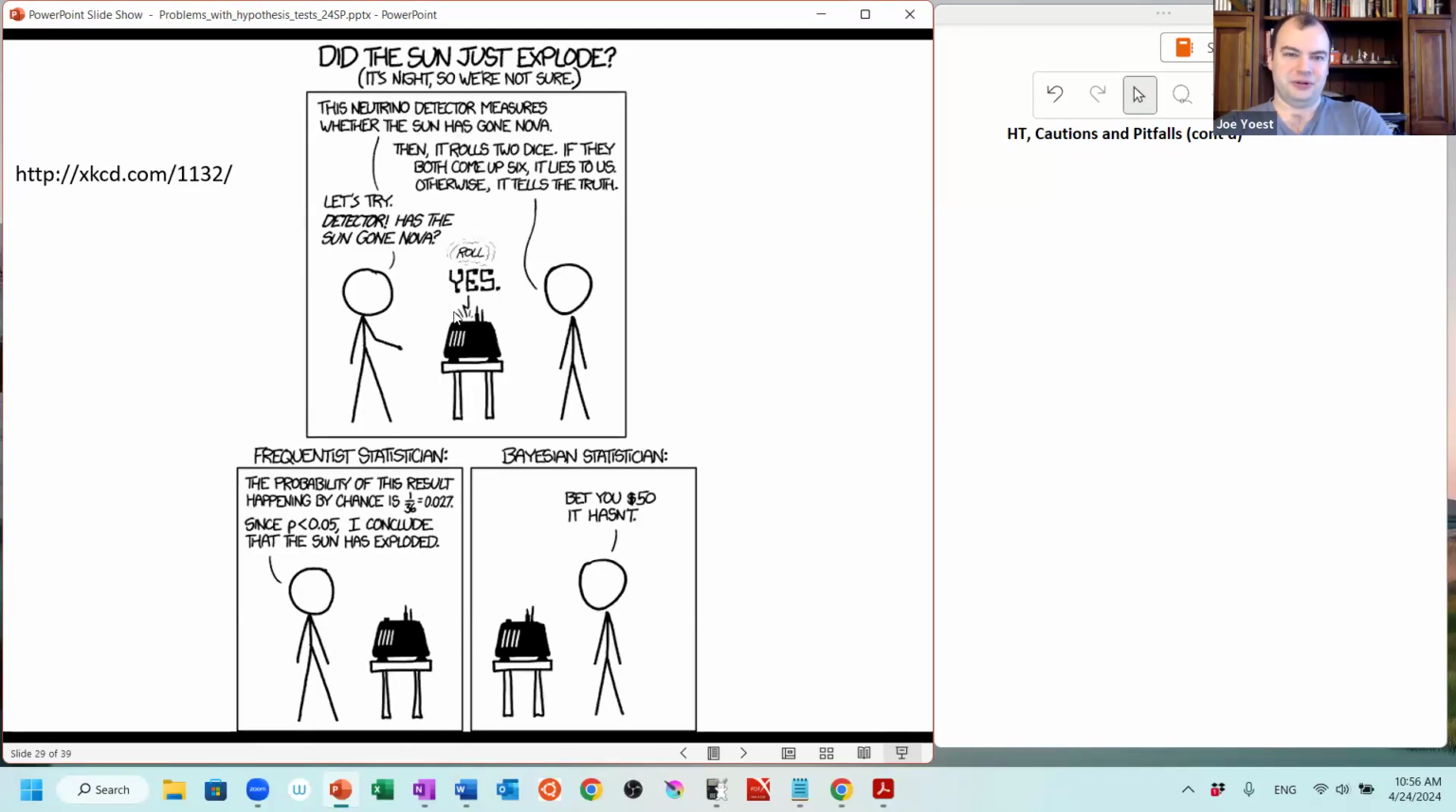Here's a funny example from XKCD Comics. It's titled, Did the Sun Just Explode? It's night, so we're not sure. The light from the surface of the sun takes something like 8 or so minutes to get here. So these people have a neutrino detector. It says this neutrino detector measures whether the sun has gone nova. Then it rolls 2 dice. If they both come up 6, it lies to us. Otherwise, it tells us the truth. So our null is probably the sun has not gone nova. Our alternative is the sun has gone nova and has exploded.